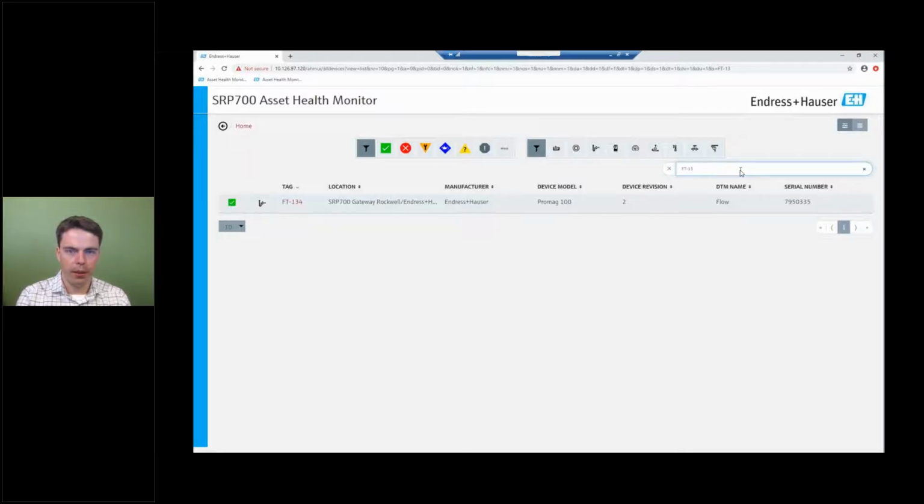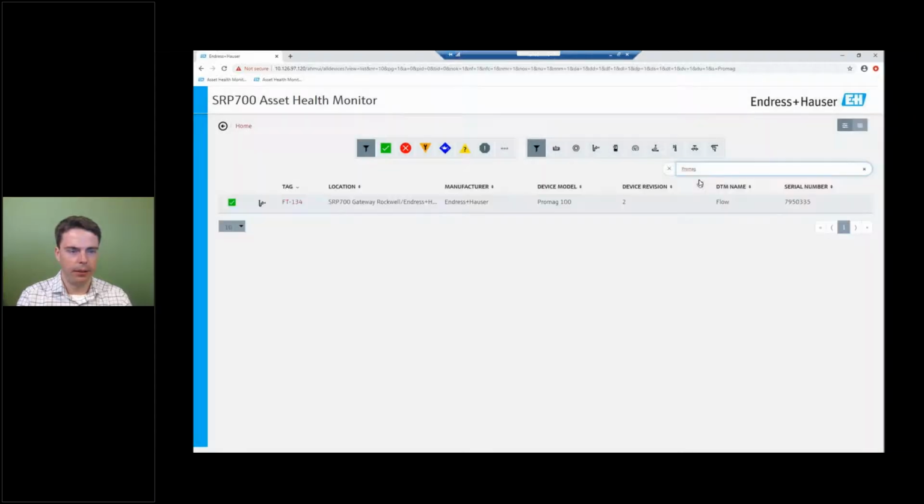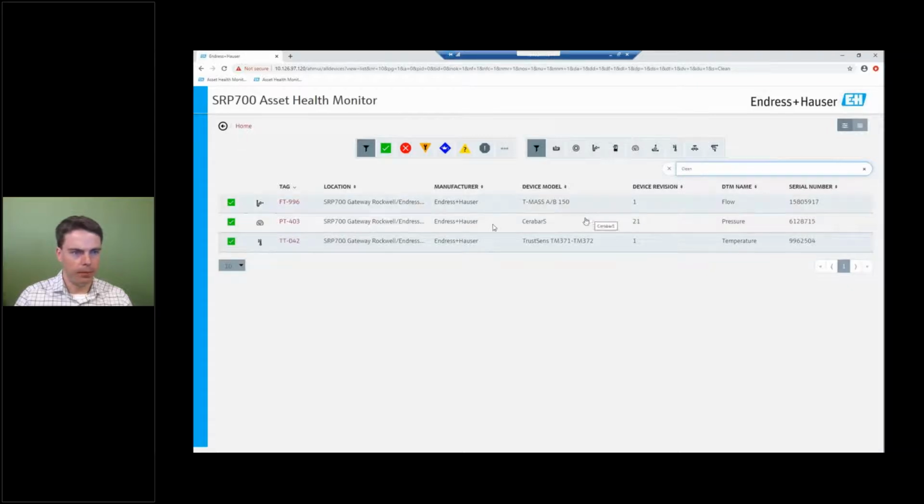So this is working also if I just want to see all the FT tags, and this is working on all the fields you see here: tag, location, manufacturer, device model, division, serial number. So if I want to see all the ProMac devices I have on my site, I have one ProMac here. If I want to see all the devices that are in the cleaning room, then I just press clean. You see here those 3 devices now connected. And this is a very powerful tool. It's very easy to access to find the device you're actually looking for.